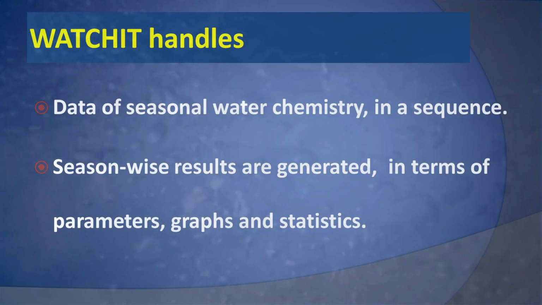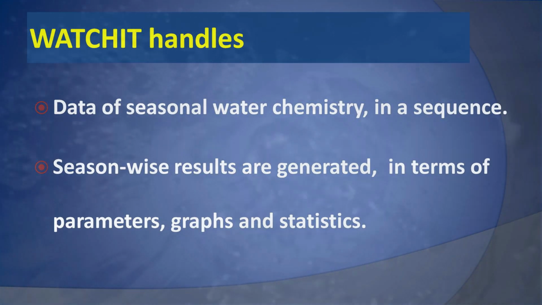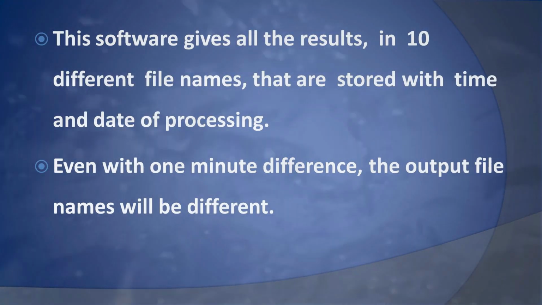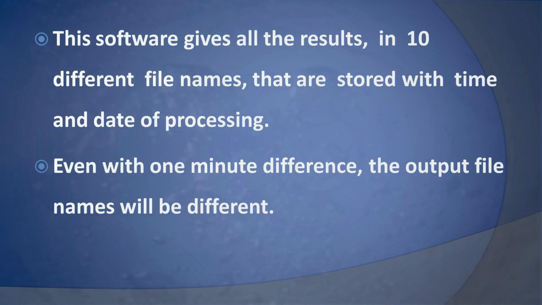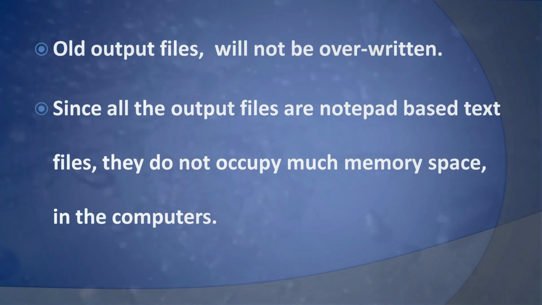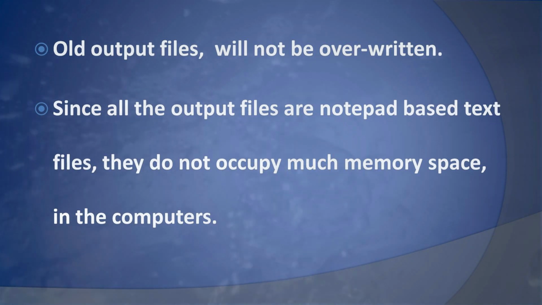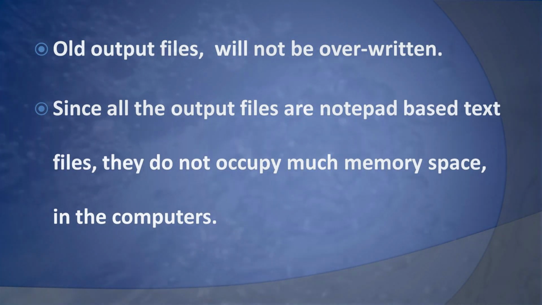WATCHIT handles data of seasonal water chemistry in a sequence. Season-wise results are generated in terms of parameters, graphs and statistics. This software gives all the results in 10 different file names that are stored with time and date of processing. Even with 1 minute difference, the output file names will be different. Old output files will not be overwritten. Since all the output files are Notepad-based text files, they do not occupy much memory space in the computers.